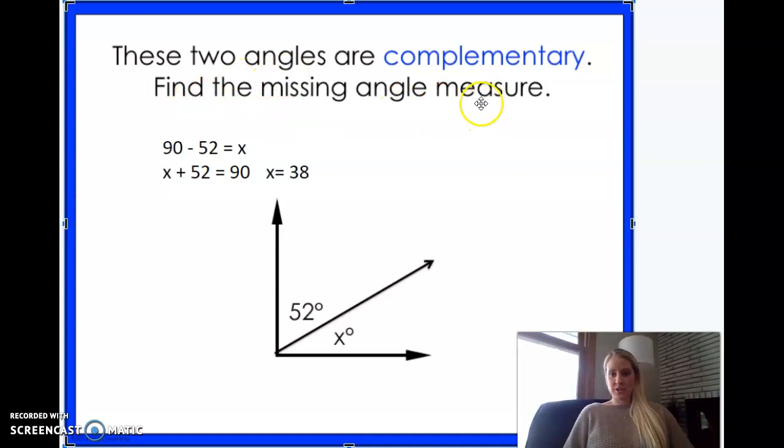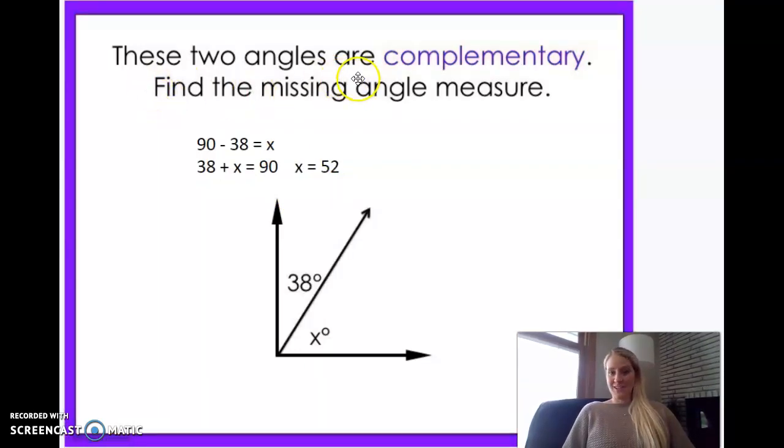Find the missing angle measure. So we've been told they're complementary so that we know that this is a 90-degree angle. And then we have our side here making two smaller angles. One is 52 and one is x. So if we have 90 degrees and take away 52 degrees, that should give us x. Or you could look at it as x plus 52 equals 90. Whichever way you do it, 90 minus 52 or x plus 52, you will get x equals 38.